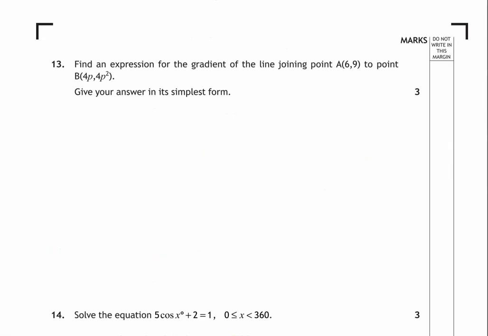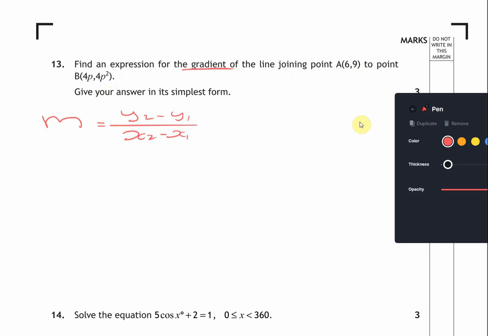So question 13 now gives us a straight line, but it asks us to find an expression for the gradient of the line which joins the points A, which is (6, 9), to the point B, which is (4p, 4p squared). And we need to give our answer in its simplest form. So the gradient, we need to know what the gradient formula is. So we know that m is going to be y2 minus y1 over x2 minus x1.